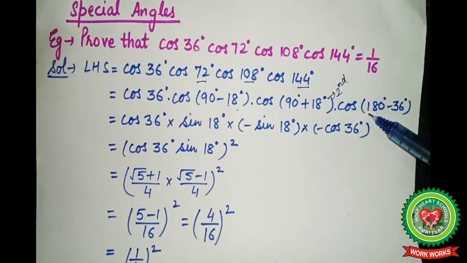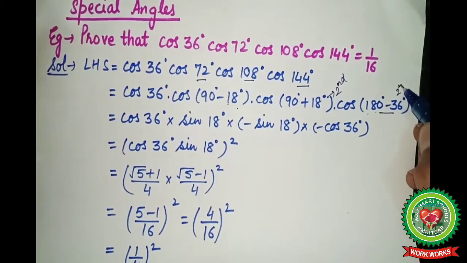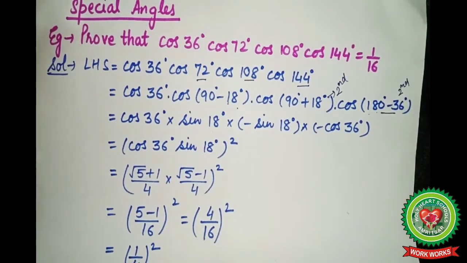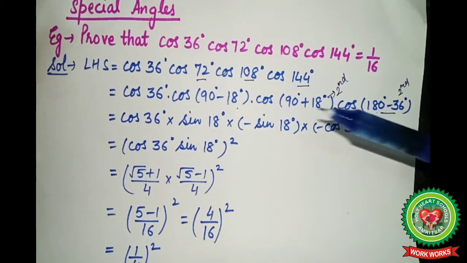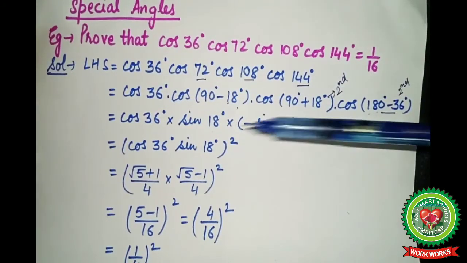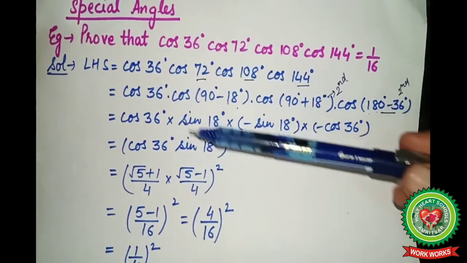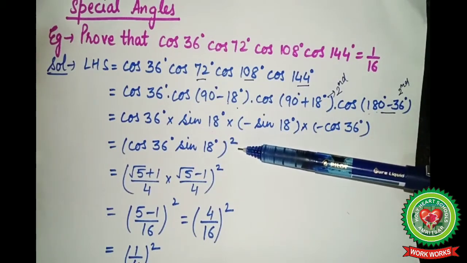Next is cos 180 minus 36. It is in the second quadrant. So again the function will remain the same because the 180 degree line is used, and the sign changes. So it is minus cos 36 degree. Now you can see there are two functions with cos 36 degree and two with sin 18 degree. So it becomes cos 36 degree into sin 18 degree whole square.